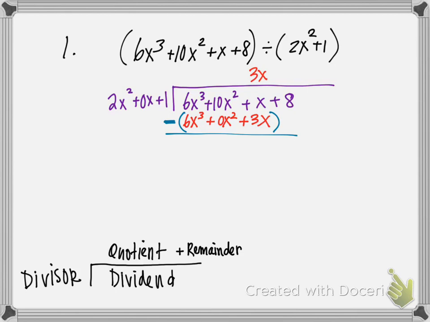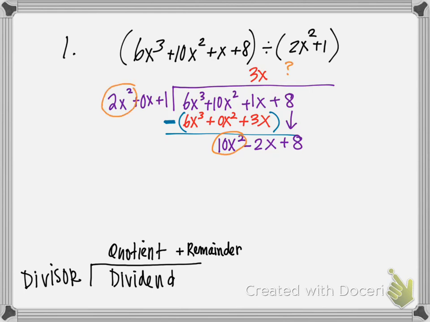So 6x cubed minus 6x cubed, that disappears. That's a 0 pair. So 10x squared minus 0x squared is still 10x squared. And lastly, 1x minus 3x is negative 2x. So again, I use this minus sign here when I subtracted all three sets. Bring down our 8.